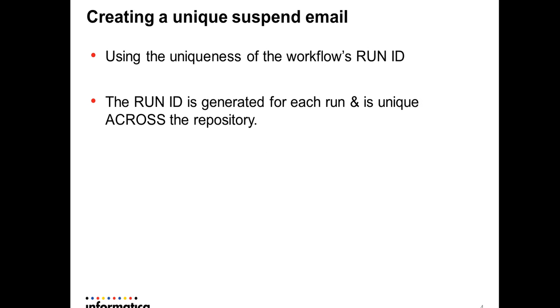We do have a workaround for marking the uniqueness of the suspend email with the intrinsically unique run ID of the workflow. The run ID of the workflow is unique across the repository and is freshly generated for each workflow run. Every workflow on the repository, each run of the same workflow will generate a different workflow run ID, which makes it unique. And it's available as a variable to qualify the suspend email with.